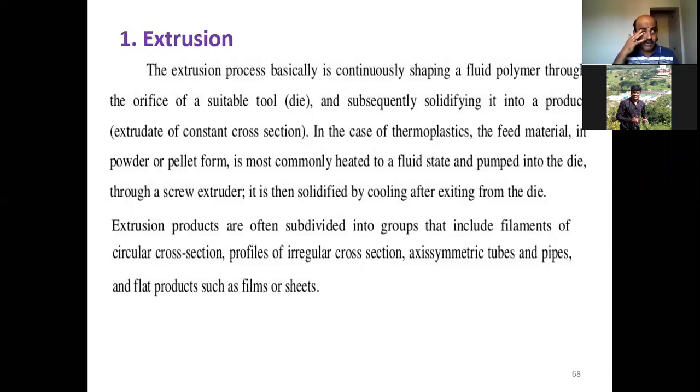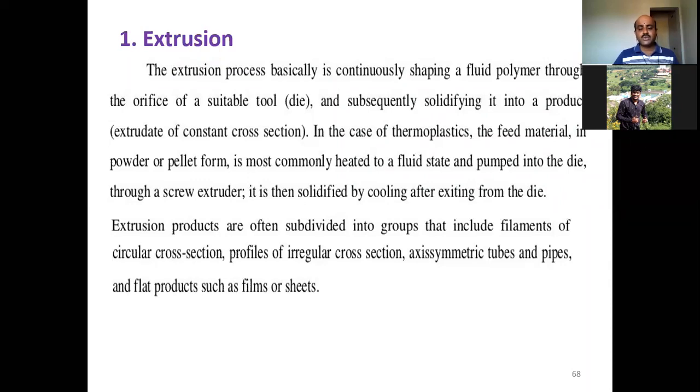Extrusion products are often subdivided into groups that include filaments of circular cross-section, profiles of irregular cross-section, axisymmetric tubes and pipes, and flat products such as films and sheets. Here, the concept of obtaining polymers by extrusion is similar to what we discussed in the wet spinning technique as well as the dry spinning technique. I think you might have studied metal forming processes in your earlier semesters, where you may know the concept of extrusion. It is the same, similar forming process here.